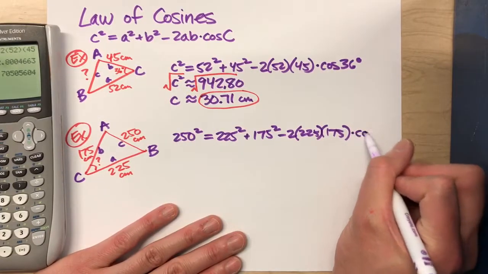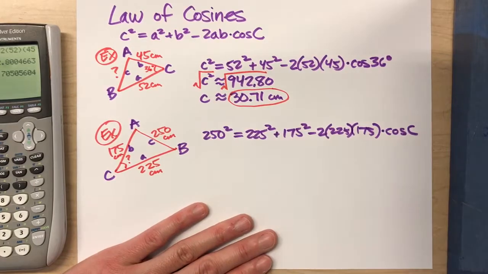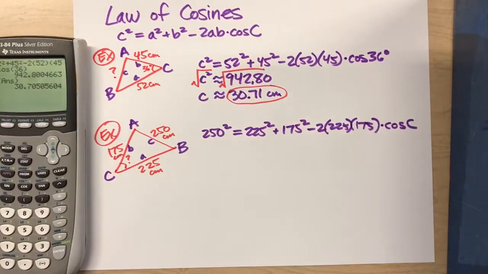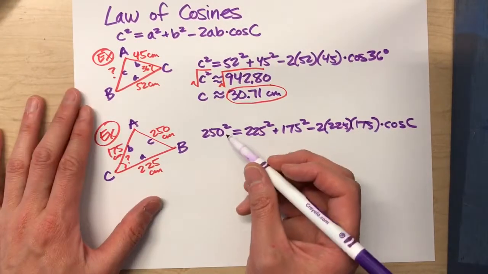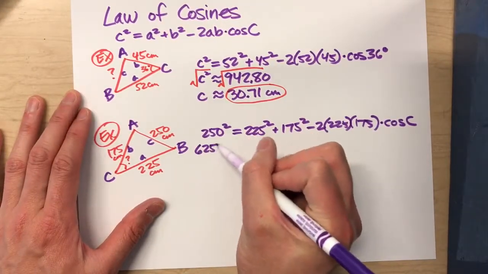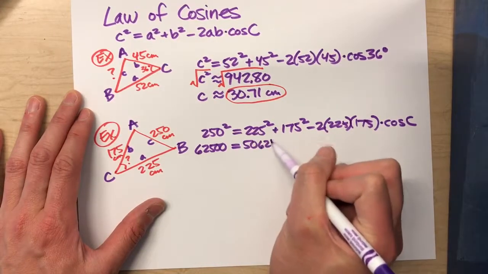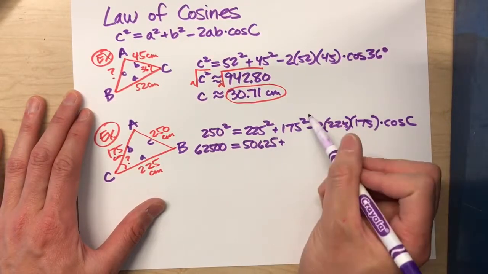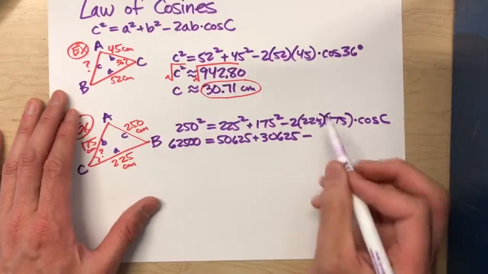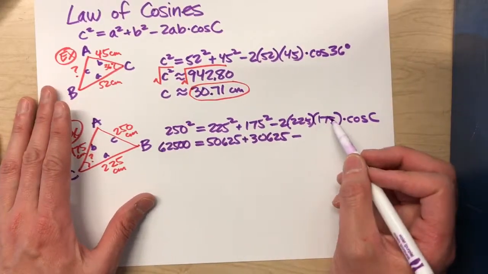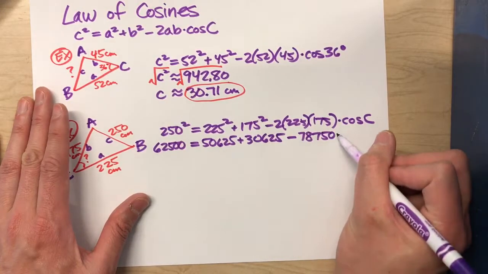And this is where we finally get to our unknown. As you can see, I'm going to eventually have to use my inverse cosine function to get to C. But let's simplify some things. 250 squared is 62,500. 225 squared is 50,625. 175 squared is 30,625 minus 2 times 225 times 175, which is 78,750, times the cosine of C.